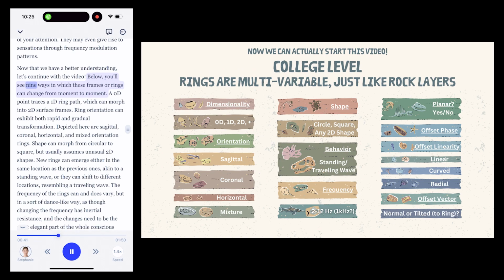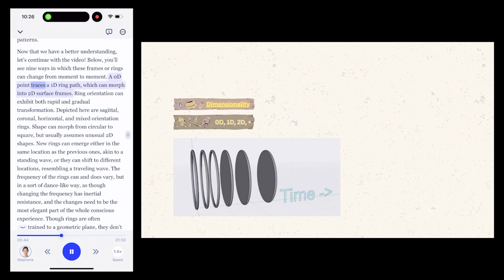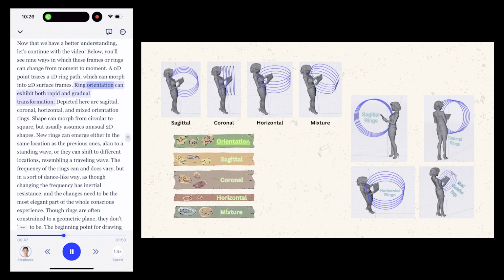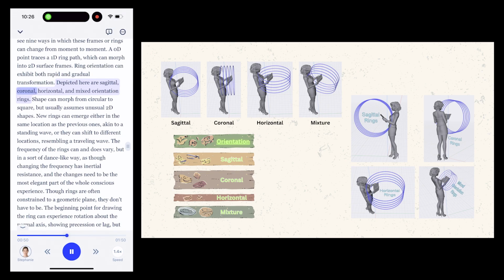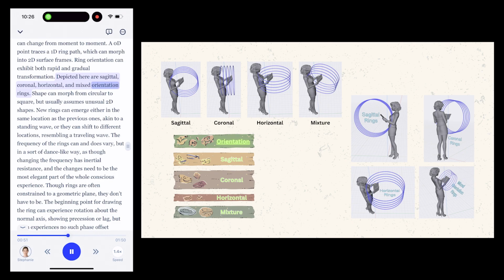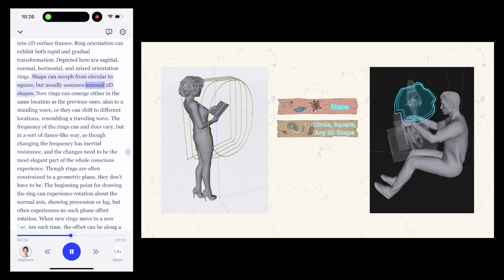Below, you'll see 9 ways in which these frames or rings can change from moment to moment. A 0D point traces a 1D ring path, which can morph into 2D surface frames. Ring orientation can exhibit both rapid and gradual transformation. Depicted here are sagittal, coronal, horizontal, and mixed orientation rings. Shape can morph from circular to square, but usually assumes unusual 2D shapes.